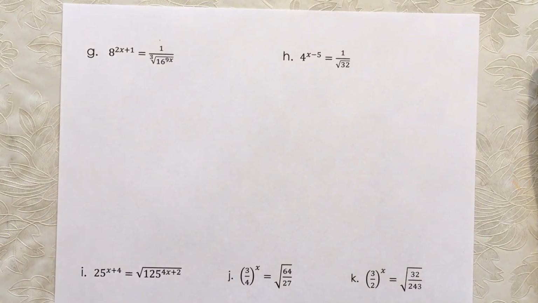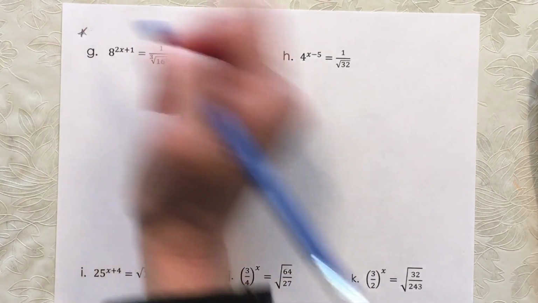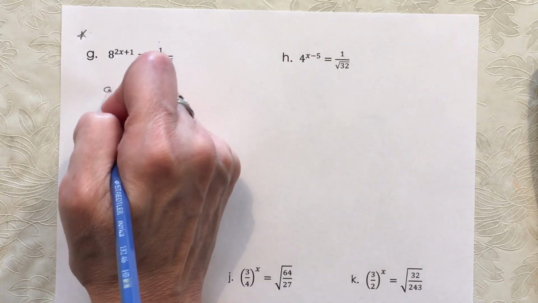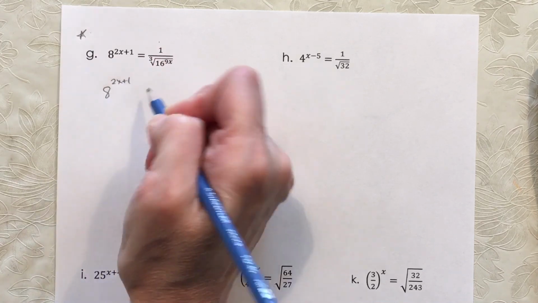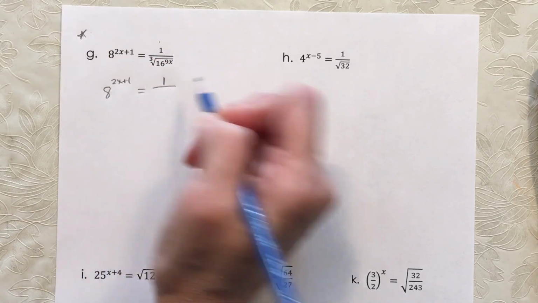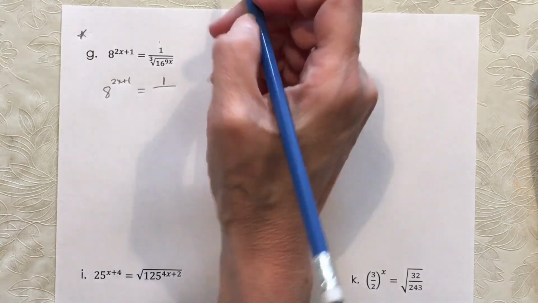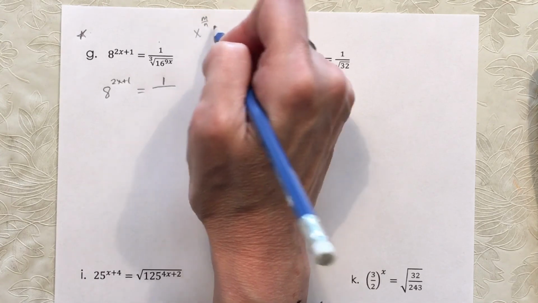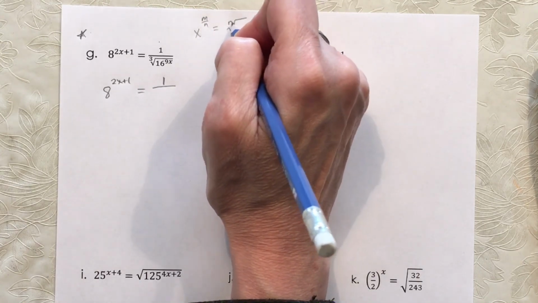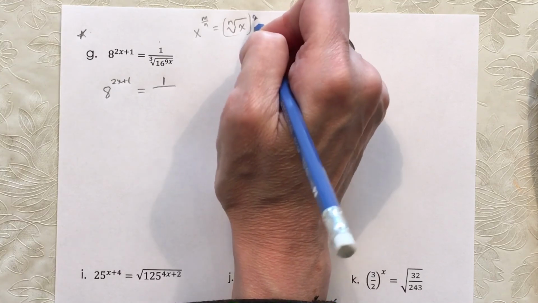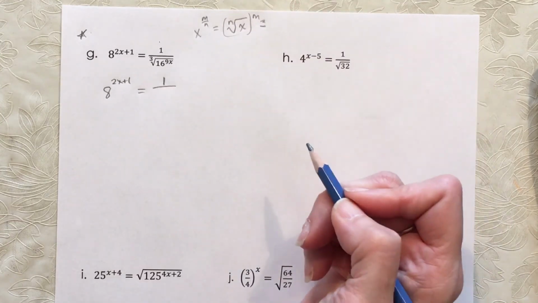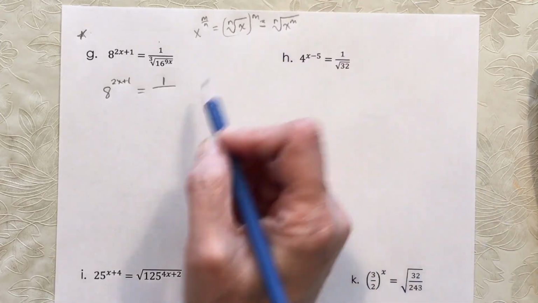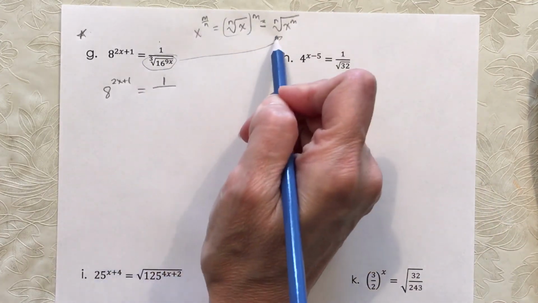Okay, G. Okay, so you put a star around this one. It's kind of interesting. So we've got 8 to the 2x plus 1. First, let's write the denominator. So if you remember, x to the m over n could be written as the nth root of x all to the m, or there was one more that I put on there. This means the same thing as the nth root of x to the m, which is what this looks like.